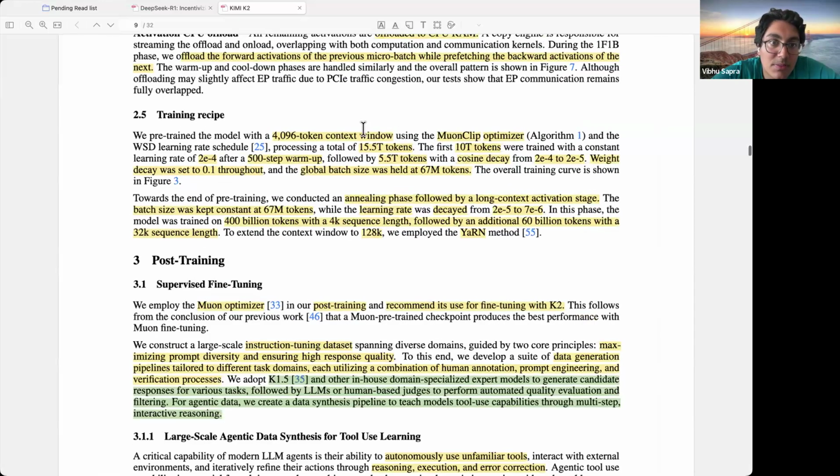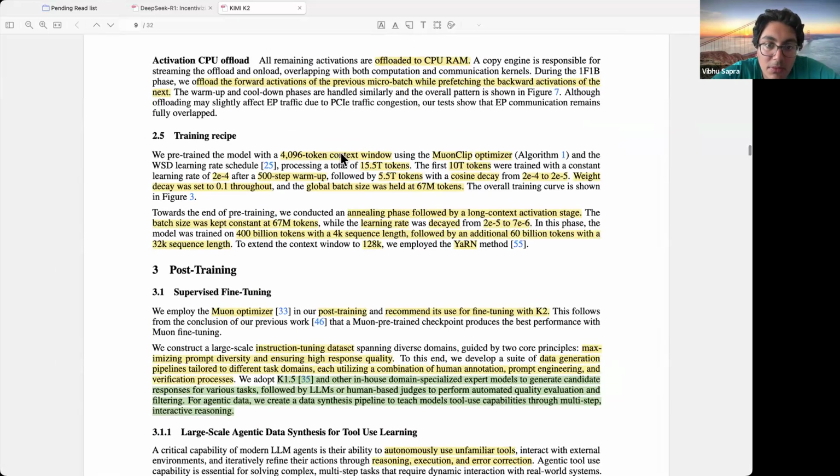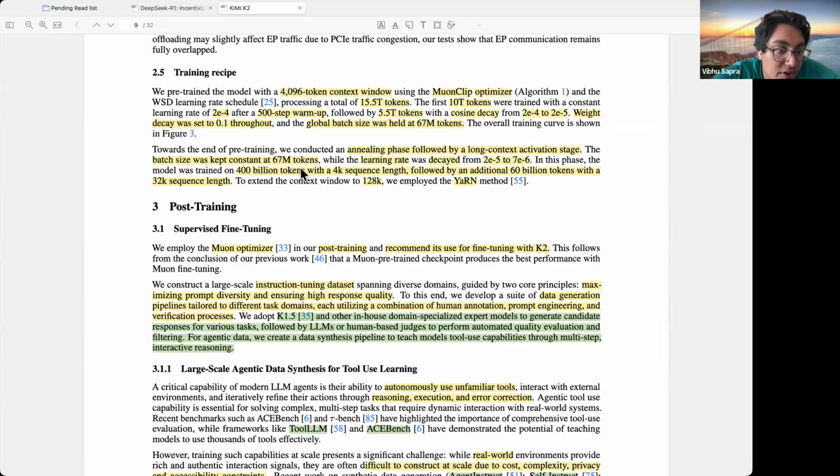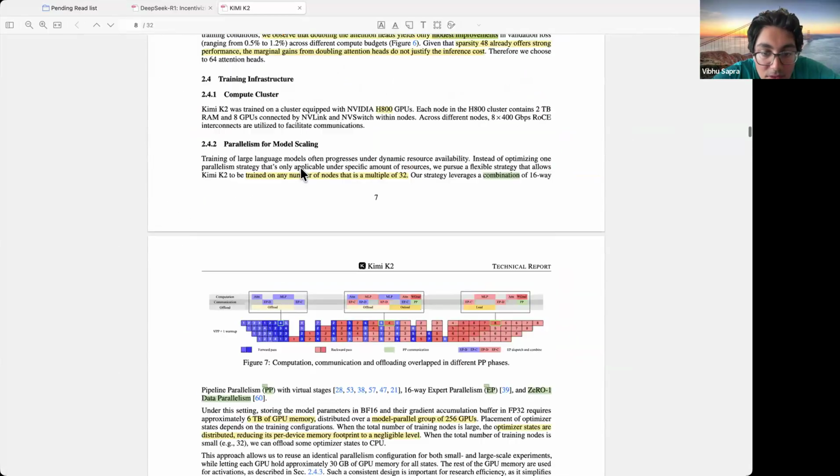This was interesting. So, training recipe. They mostly train at a 4,000 token context window using their new optimizer, for a total of 15 trillion tokens. The first 10 trillion tokens were standard learning rate, small warm up. Then the last 5.5 trillion tokens, they had cosine decay, weight decay was set, and global batch size was pretty large: 67 million tokens per batch. Crazy.